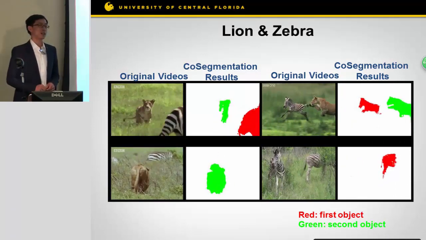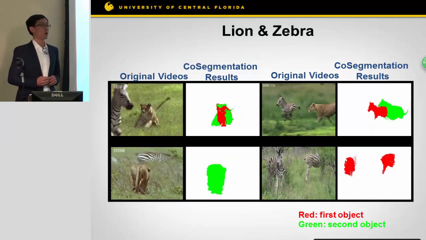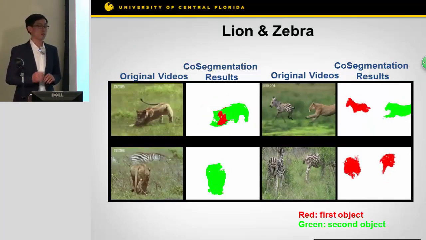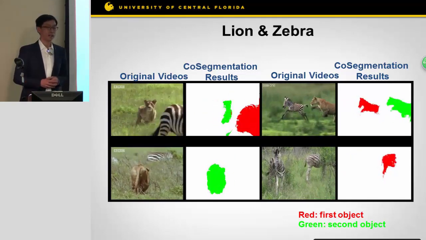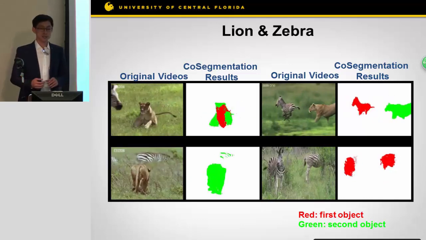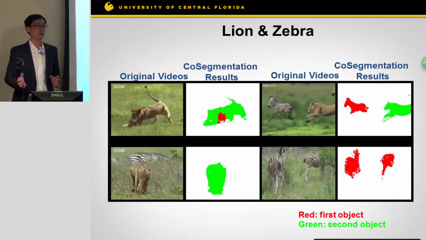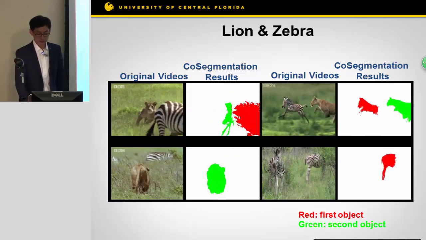And the third video set is called the lion and zebra video set. This video set consists of 4 videos. In the fourth video, we only have zebras, but for the rest of the 3 videos, we have both zebra and lions. And for most of the videos, we can segment the foreground object clearly from the background, and also give them the correct labels.